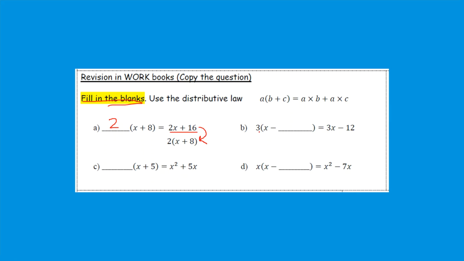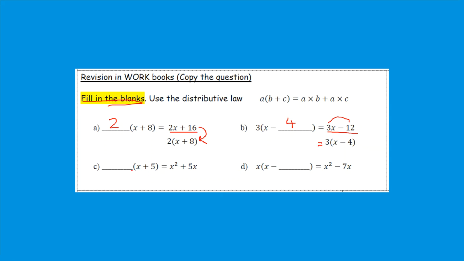So for the next one, 3 times x minus something equals 3x minus 12. So 3 times something equals minus 12. So 3 times minus 4. So 4 goes here. And when we factorize, 3x minus 12 equals 3 in brackets x minus 4.